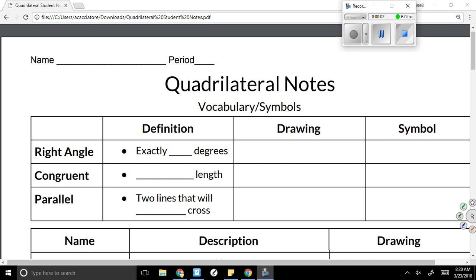All right, today we're going to be taking some notes on quadrilaterals, which is the first unit of our geometry, our first lesson of the geometry unit. So first we're just going to go over some vocabulary and symbols that we're going to be using throughout the lesson. First, let's talk about right angles.